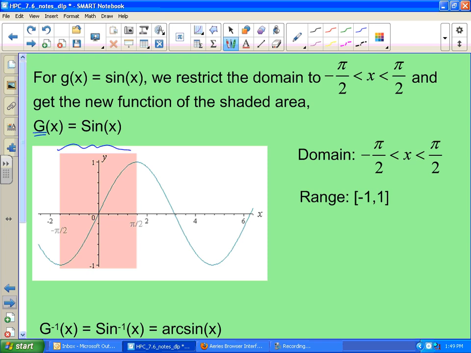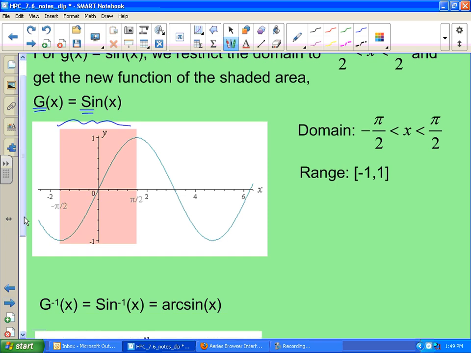Now my function becomes big G, big sine. Domain stated, range stated. Notice the range though, not like the tangent function. Tangent has infinite range. The range on sines and cosines has to be between negative 1 and 1. So those guys are going to now flop when we write the inverse function.